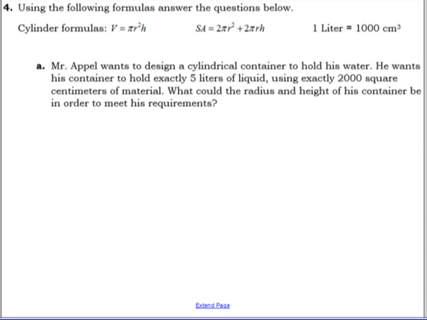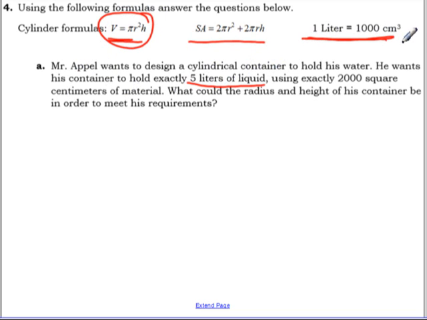So here we go. Okay, so I'm going to read through this question, try to figure out the important information. The question says I'm doing a cylinder. I've got my formula for a cylinder up here, volume and surface area. It says I want my container to hold exactly 5 liters of liquid. So that's a volume. So I want my volume to be 5 liters.